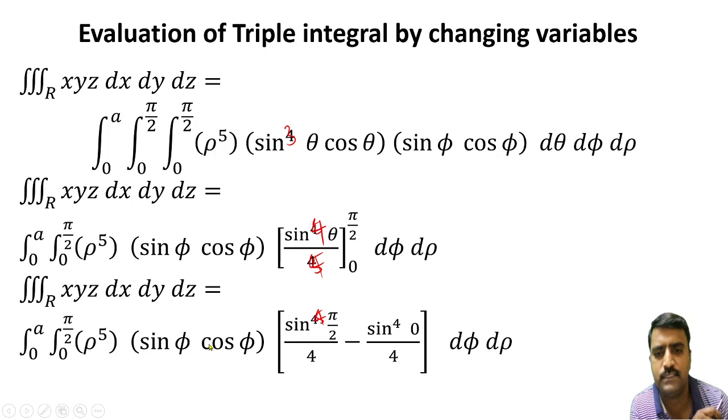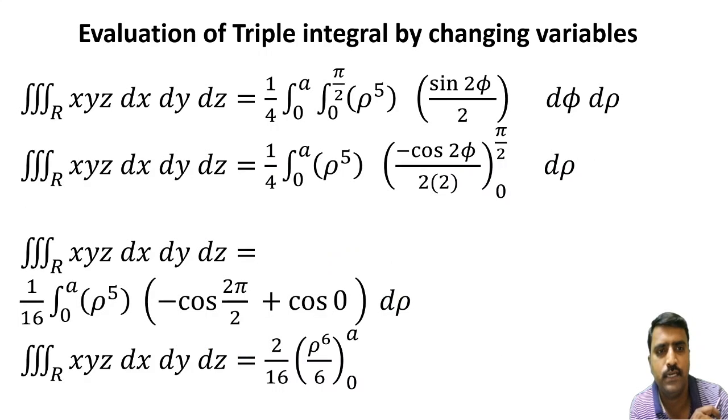Sin phi into cos phi can be written as sin 2 phi by 2. You write that here, sin 2 phi by 2 into d phi d rho. Next integration is with respect to phi. Integration of sin 2 phi is minus cos 2 phi by 2, with limit 0 to pi by 2. So next step you apply the limit.